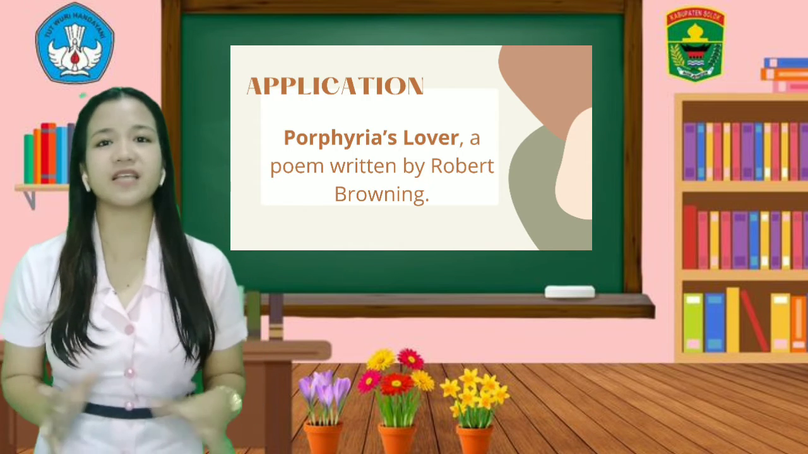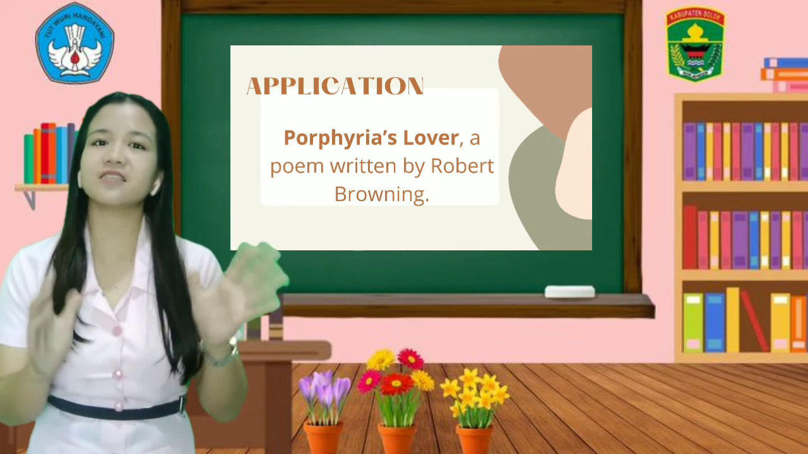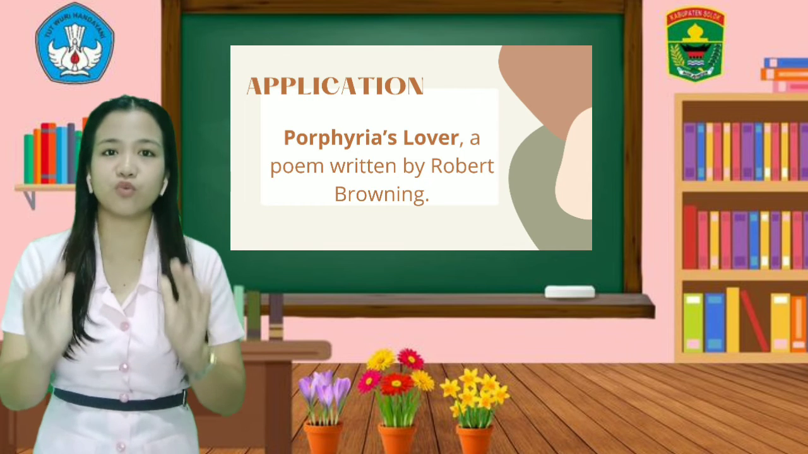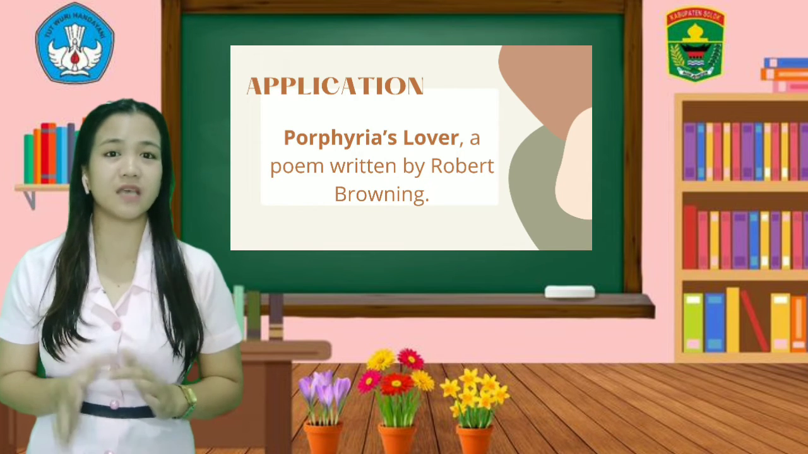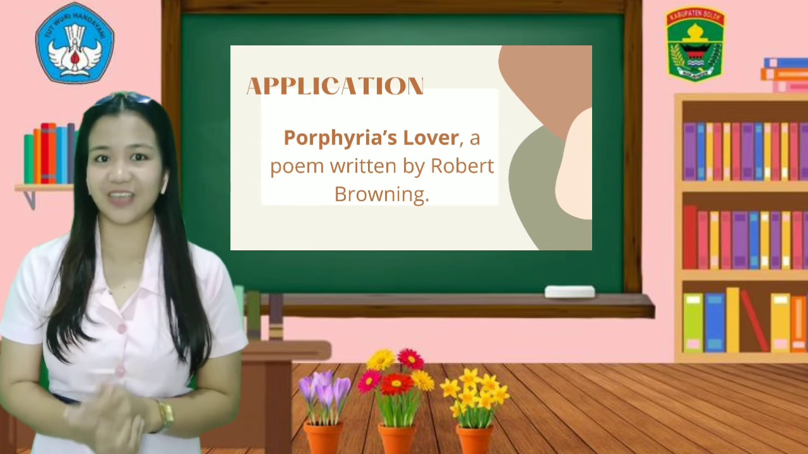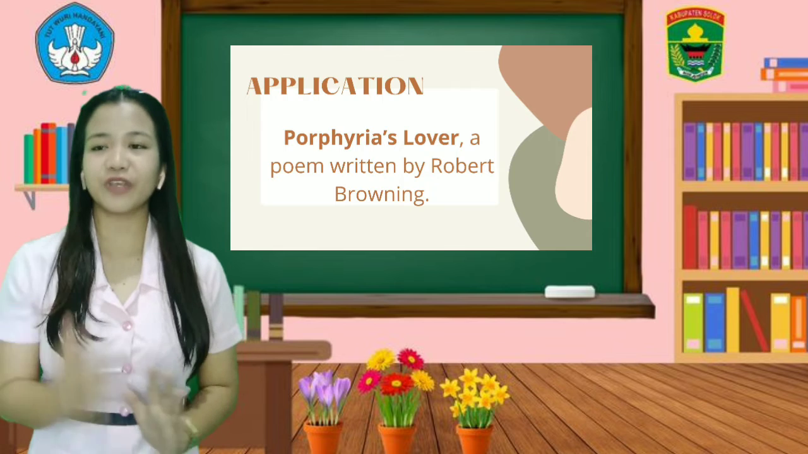Now, I will be presenting a short clip of Porphyria's Lover, okay? This is a poem written by Robert Browning. All you have to do is list all the nouns in the poem and classify what kind of noun it is. Okay, are there any questions? Right, now start working.